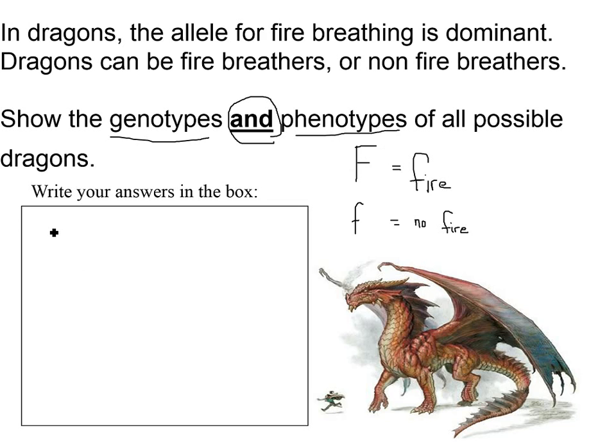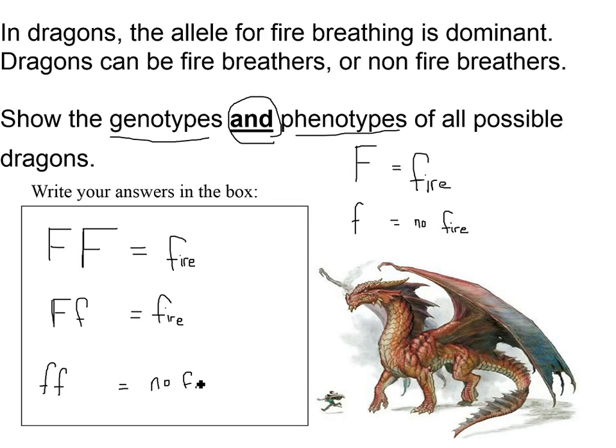So we have the potential of capital F and capital F, okay, and that combination can only give us a dragon that is fire breathing, and a capital and a lowercase, okay, combination. Because there's a capital letter with the dominant allele, it can only give us fire breathing also, okay. And the third possible genotype would be the lowercase f and lowercase f, and both of those are recessive, so the only phenotype that can be produced is no fire. Okay? So, we've answered the question by showing the possible genotypes, okay, and the possible phenotypes, the physical characteristics.